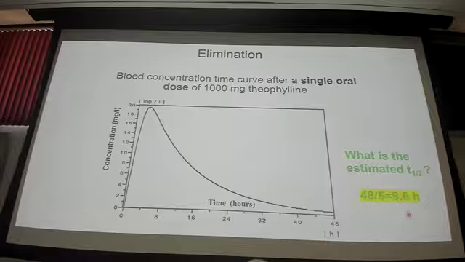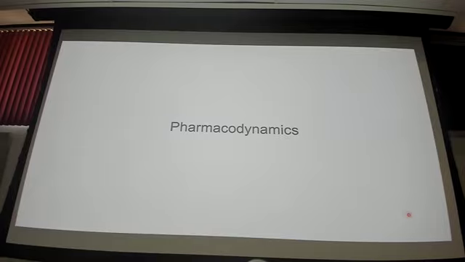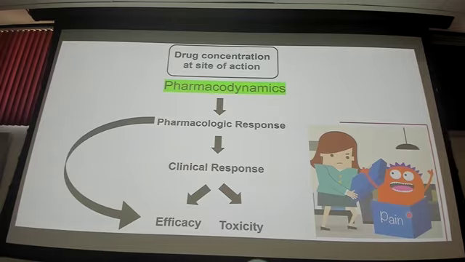All right, so we have finished pharmacokinetics. Now we're going to talk about pharmacodynamics, and that is what the drug is doing to the body. So now that the drug has reached the site of action, it's active, what is going to happen? So in pharmacodynamics, you have the pharmacological response. What would the pharmacological response be for a drug?